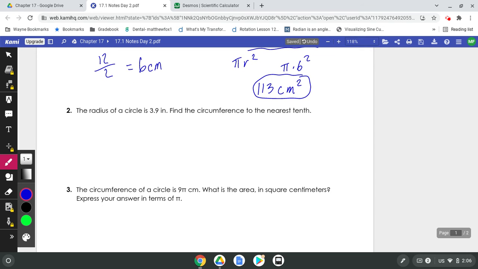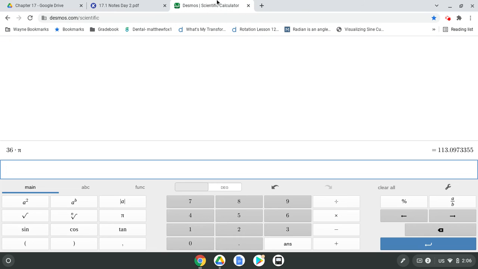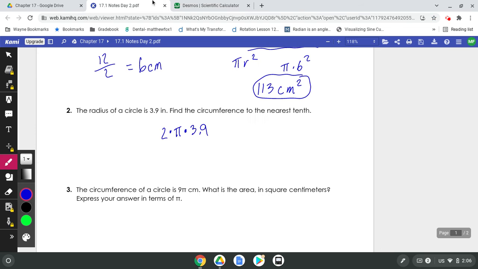Okay, number 2 is also very easy. Radius of a circle is 3.9 inches. Find the circumference. It's just 2 times pi times r, so 2 times pi times 3.9. And we're going to the nearest tenth now, so 2 times pi times 3.9, and we get 24.5. Notice this one is circumference, so it's just going to be 24.5 inches.